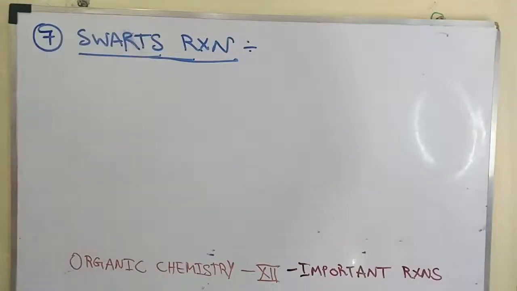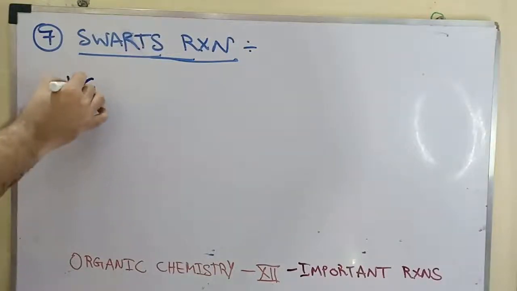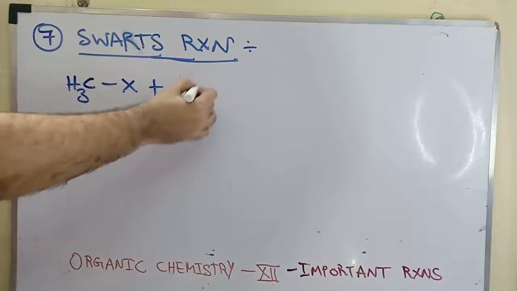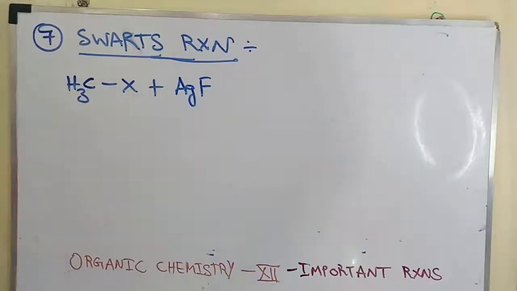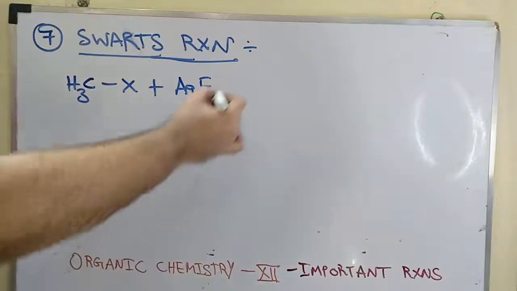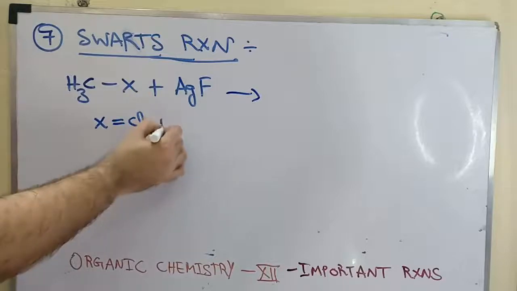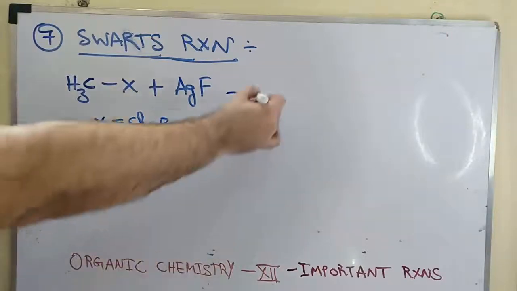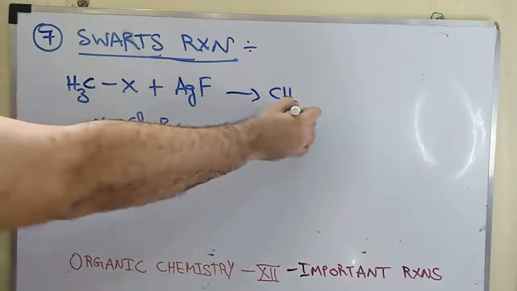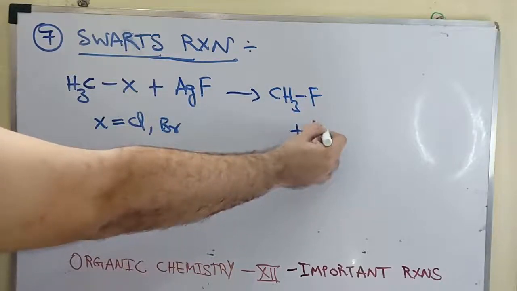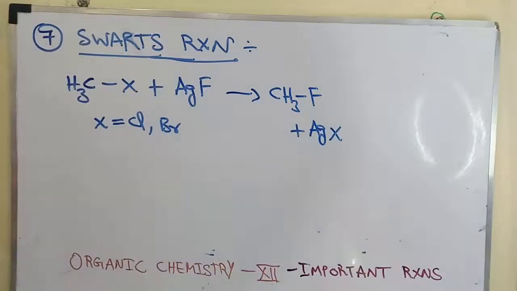Let's see the next question. That's the Swarts reaction. What is the Swarts reaction? It's CH3X plus AgF. This will give fluorine substitution. This is a specialty of this reaction. X can be chlorine or bromine. CH3F is what you get, plus AgX. These are the products.